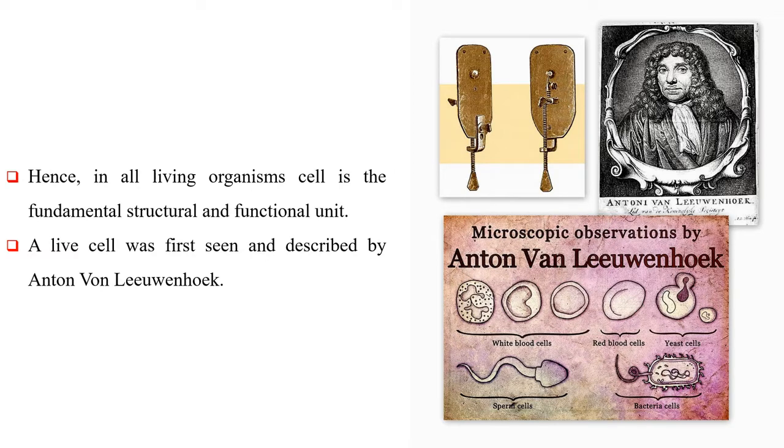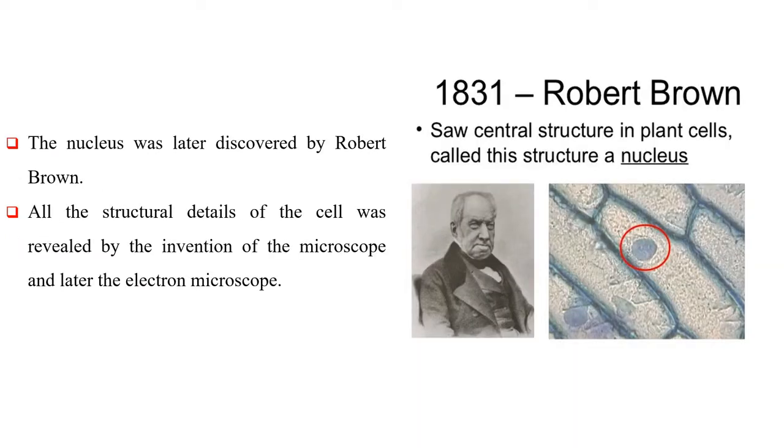A live cell was first seen and described by Anton von Leeuwenhoek. The nucleus was later discovered by Robert Brown. All the structural details of the cell were revealed by the invention of the microscope and later the electron microscope.